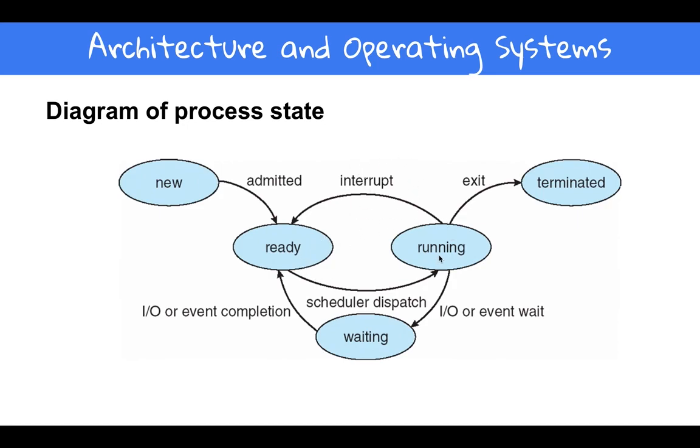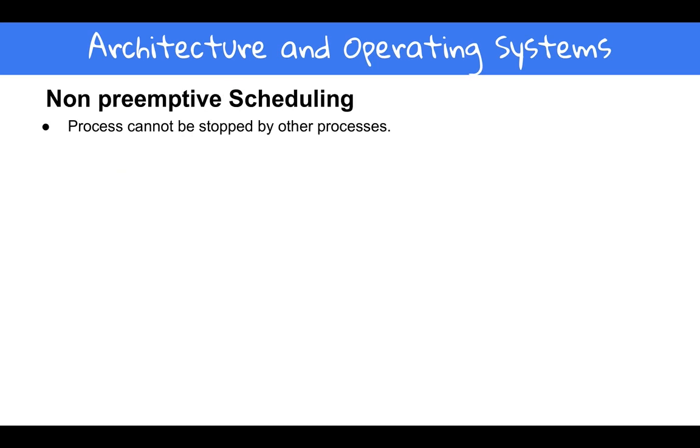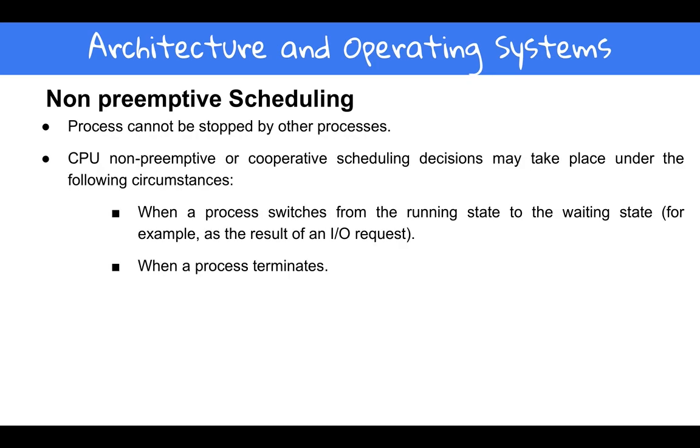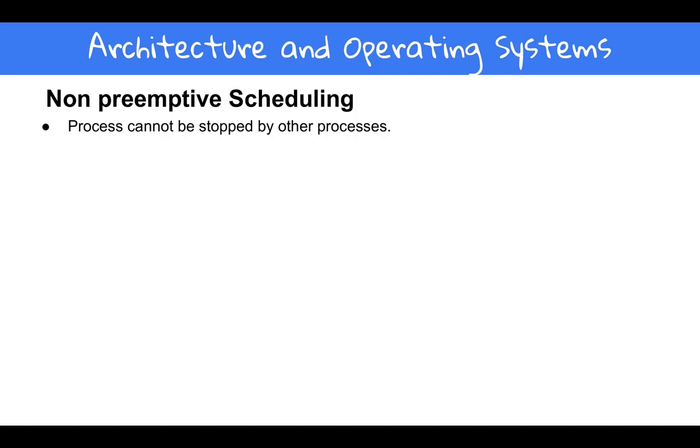Actually, we run it. If you need to wait for something for an input, okay, go to the waiting queue and then go back to ready and then running. But we don't stop. So this is non-preemptive. Non-preemptive or cooperative scheduling decisions may take place under the following circumstances. What are those? One of them is when a process switches from the running state to the waiting state for an input request. Look, there is no interrupt here. The other is when a process terminates. In these two situations, we use non-preemptive scheduling.